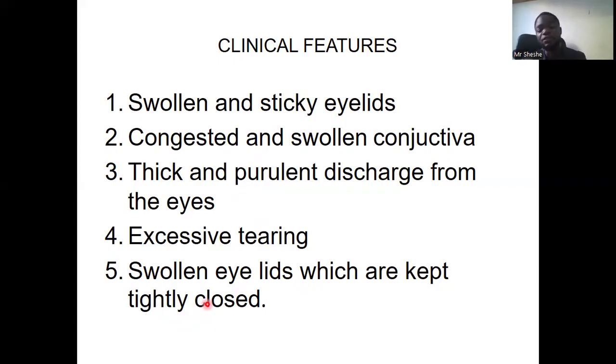Next, you look at photosensitivity. So this baby, you shouldn't expose them to bright lights. You need to be managing them in low lights or dim lights. Apart from that, this baby will be irritable and restless. So they'll be crying and they're not easy to console.